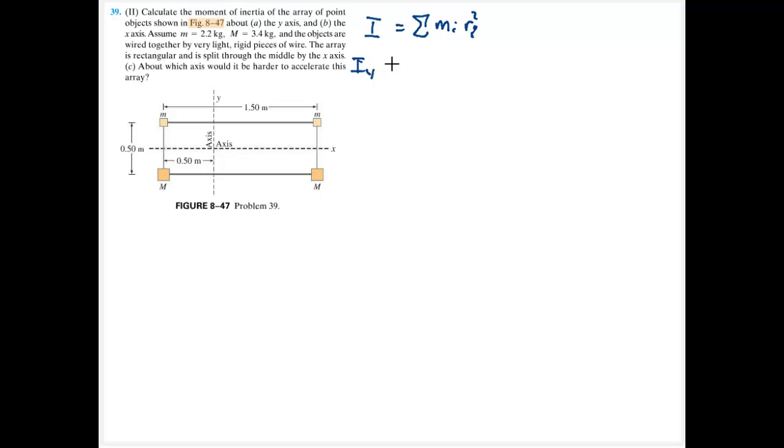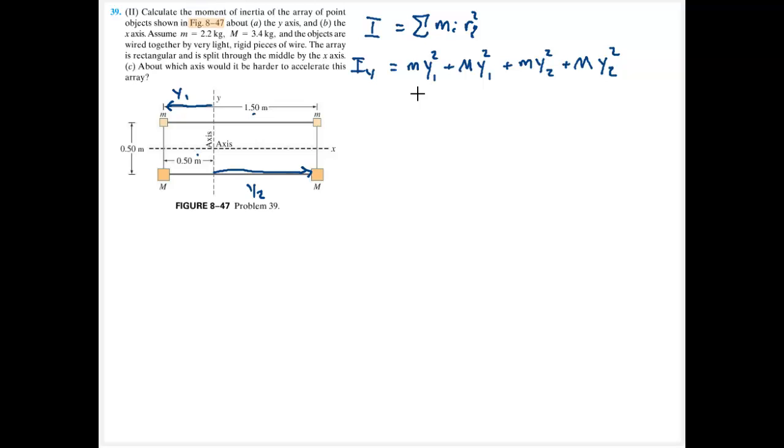For the y direction, I'm going to call this distance right here y1. It tells me that that's 0.5 meters, and I'm going to similarly call this distance right there y2. You can see that's going to be 1 meter because it's 1.5 minus 0.5. So I'm going to have little mass multiplied by y1 squared plus big mass multiplied by y1 squared plus little mass multiplied by y2 squared plus big mass multiplied by y2 squared. I forgot to square the distances, so I better do that right now.